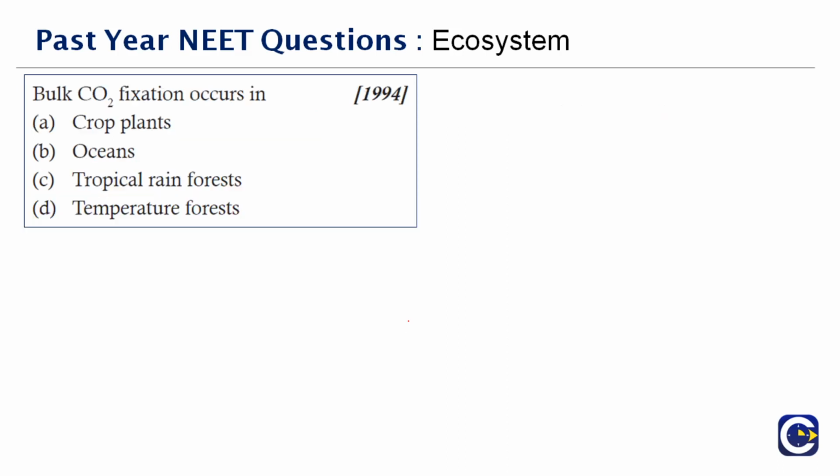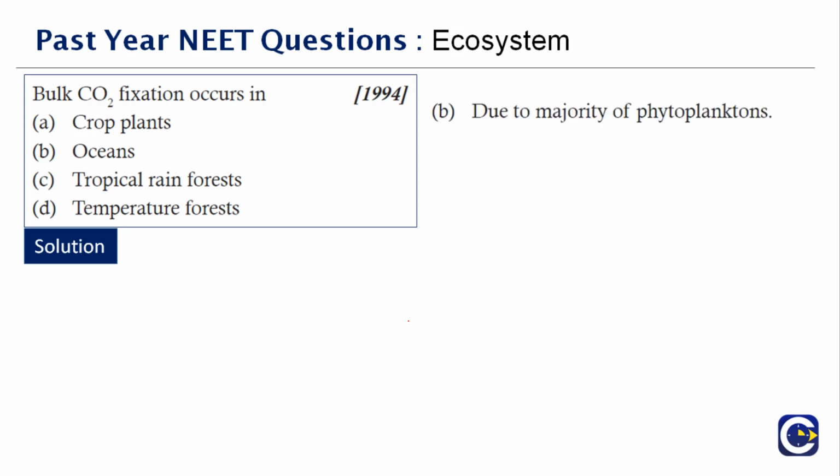Next question here. Bulk carbon dioxide fixation occurs in dash. Very easy question, in fact. I think by now you have guessed the answer. We just now saw the stability of the ecosystem. Yes, the correct answer is oceans, and that is because of the presence of phytoplanktons. I just now told you in the earlier question, the cyanobacteria, the microalgae, the phytoplanktons which are present there increase the amount of carbon dioxide fixation and all that. Therefore, the correct answer to this question is oceans.